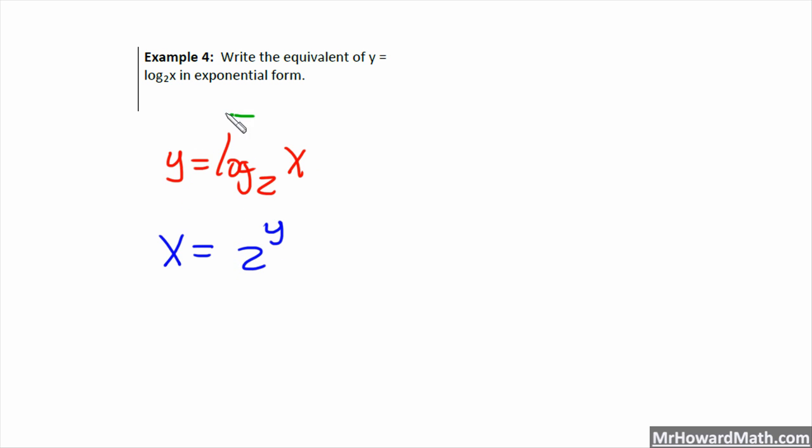Yes, everything works out. So this is equivalent to this. Logarithm form, exponential form. Everything's the same. Base is the base. Everything else crosses. That's one way that you can look at it to help you keep this straight. The main thing is to check it with that loop rule and make sure they are equivalent when you're done. Alright, let's look at the next section.